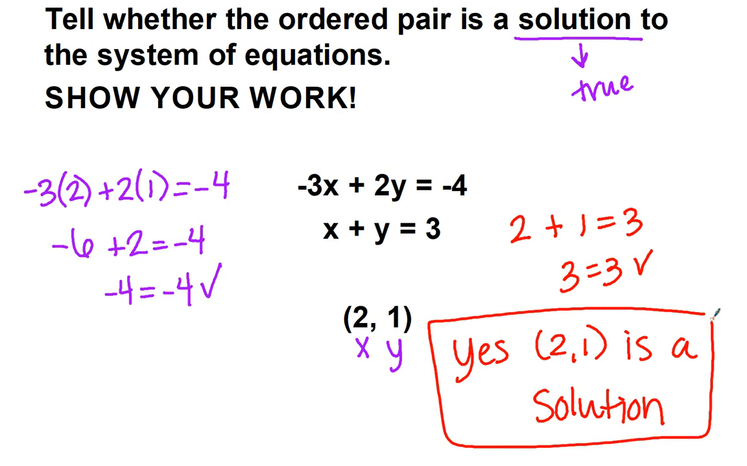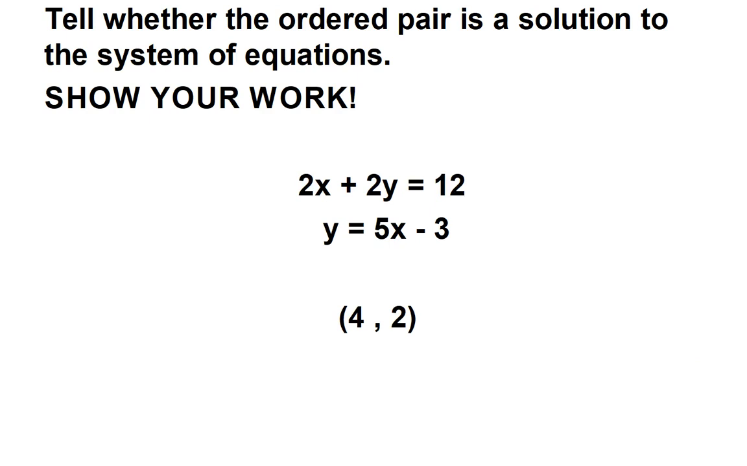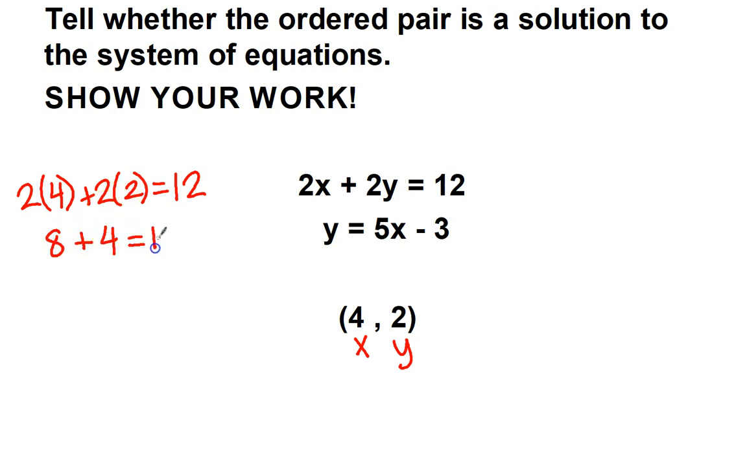Okay? Love it. So then, let's try the next one. Same concept. This is x and this is y. Use the top one. So 2, instead of x, x is 4, plus 2, y is 2, equals 12. Let's see if that's true. 2 times 4 is 8, plus 2 times 2 is 4. Is 8 plus 4 12? Yeah. It works. So the top one works.